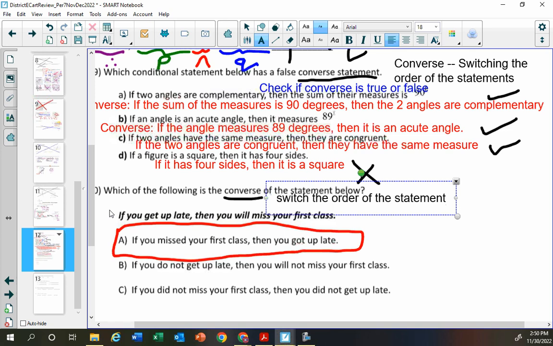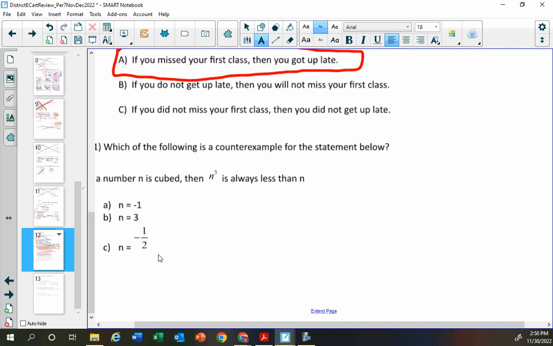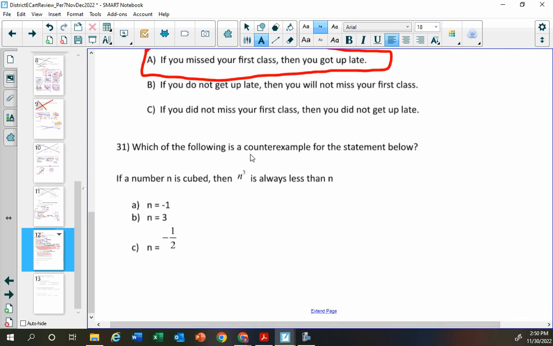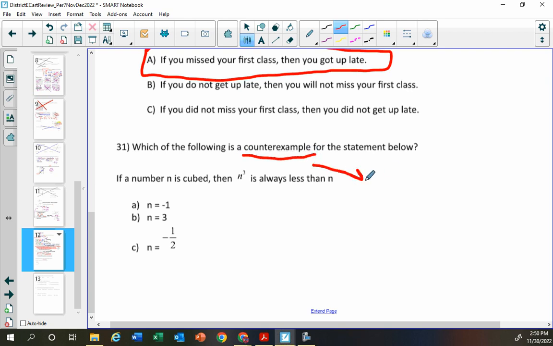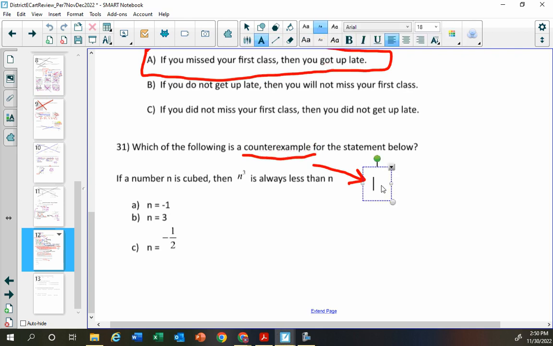Now, the last thing I want to talk about. Don't worry about the last page, but I want to talk about this very last problem on this page. Counterexample. This is when you're proving something wrong, something incorrect, I should say. That's what they mean.